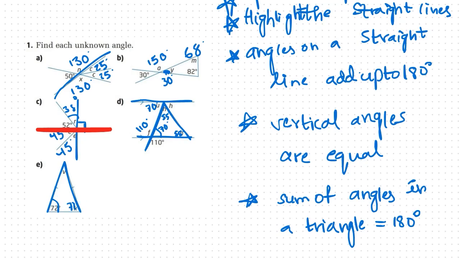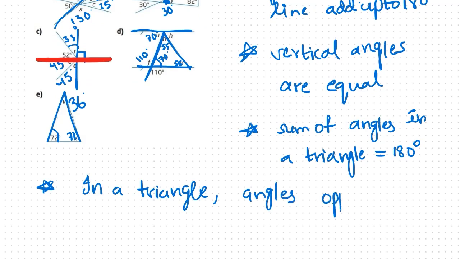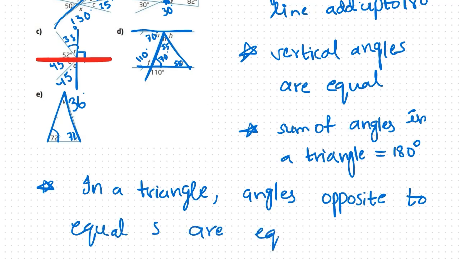So if that's also 72, 144. The top one is 36. So in a triangle, angles opposite to equal sides are equal. So angles that are facing each other. These are equal sides. So the angles which are facing each other, these two, will be equal. Okay.